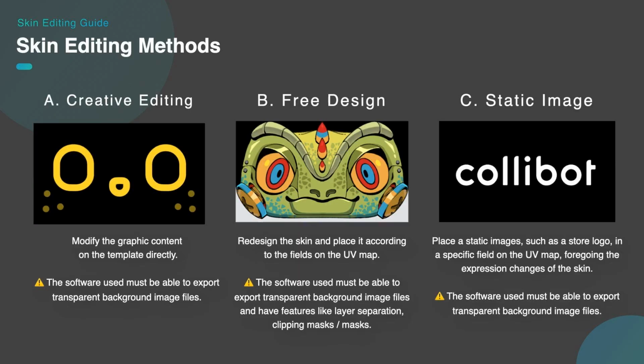There are 3 main methods for creating skins. The first one is creative editing, which is to modify the graphic content on the template directly. The second one is free design, which is to redesign the skin and place it according to the fields on the UV map. The third one is static image, that is, place a static image, such as a store logo, in a specific field on the UV map, forgoing the expression changes of the skin.